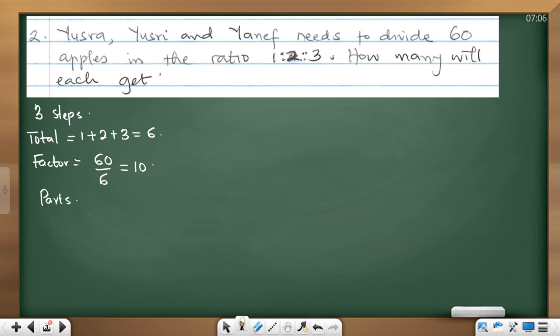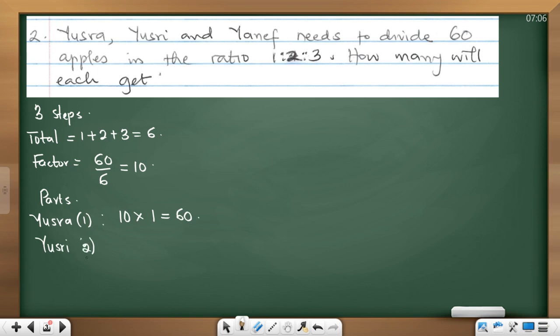For the first one, which is 1, it's always arranged in that order. So Yusra is the first, so that's part 1. We take our factor and multiply by Yusra's portion, which is 1, giving 10. Then we go to who? Yusri.